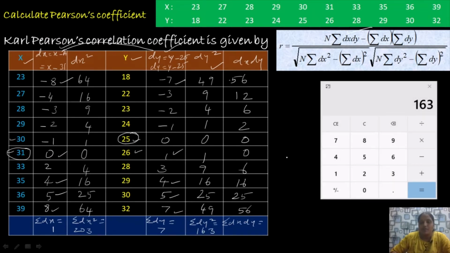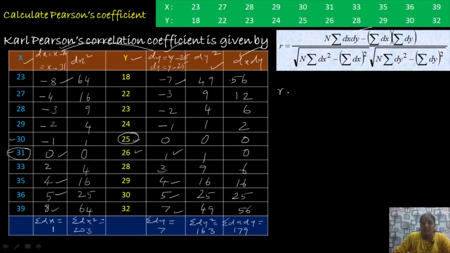Next, the product of the deviations. That is, the sum of the product of the deviations we have to calculate. Start with 56 plus 12 plus 6 plus 2, leave 0, plus 6 plus 16 plus 25 plus 56, we get the total as 179. So now we calculated all the values. Now substitute in the formula and finalize the value of R.